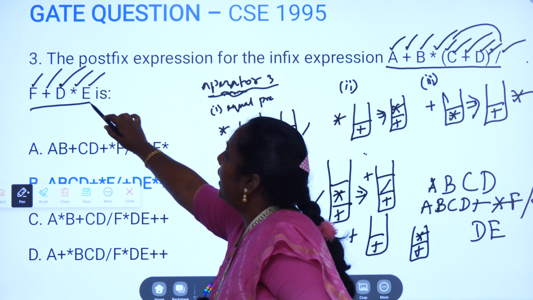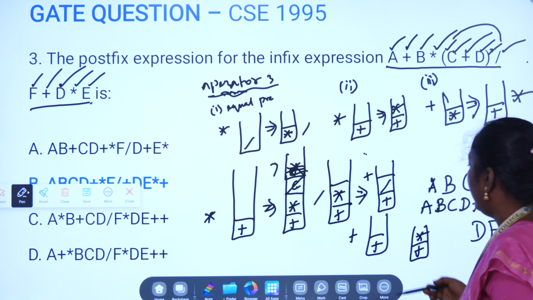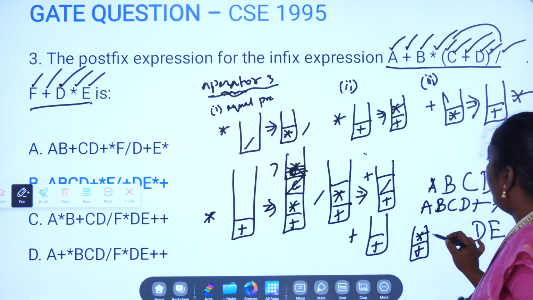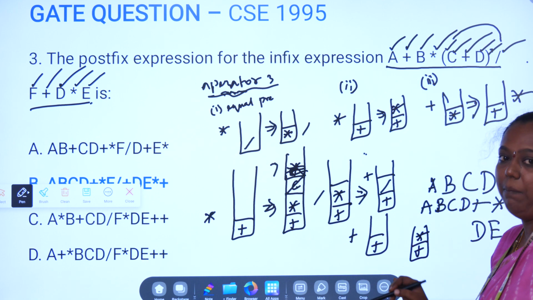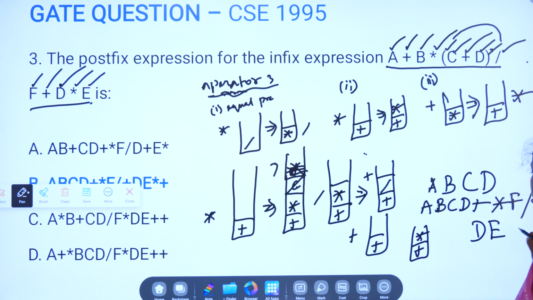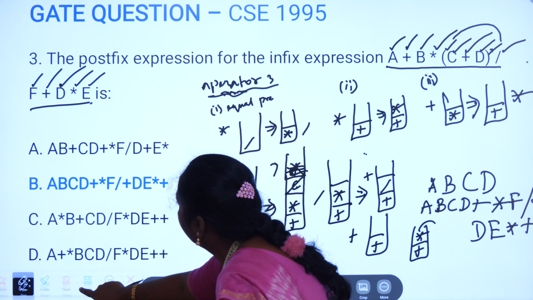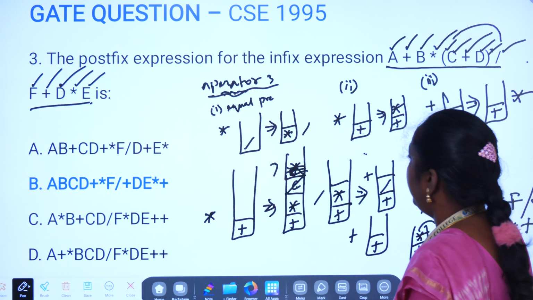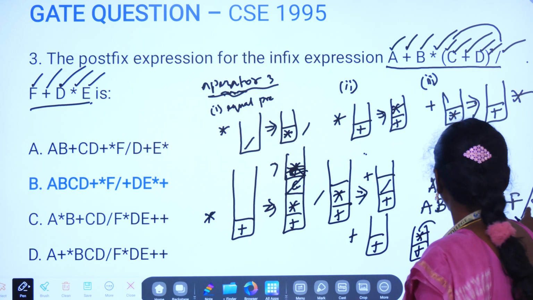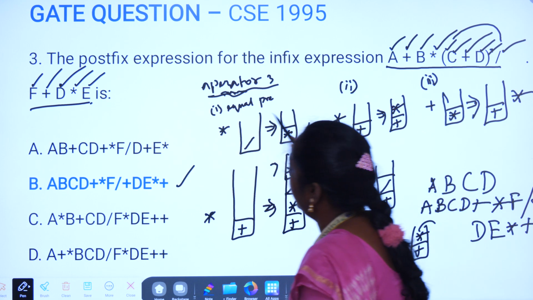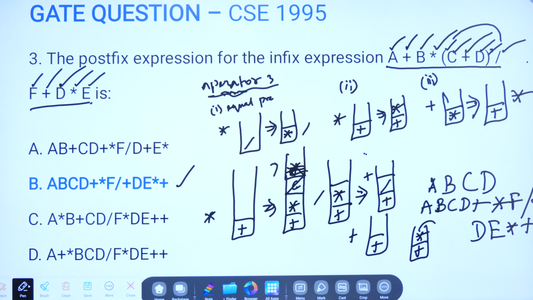Now I have reached the end of my input string. So what can I do? At the end of the problem, the stack should become empty, so I need to pop all the elements outside. Pop the first operator, asterisk, and pop the next operator, plus. So this will be the final answer. See here: ABC plus asterisk minus F slash plus DE. This answer will suit my problem.